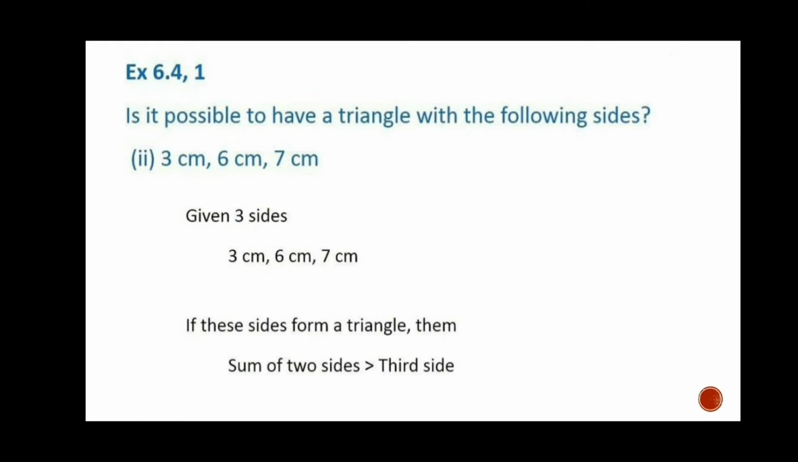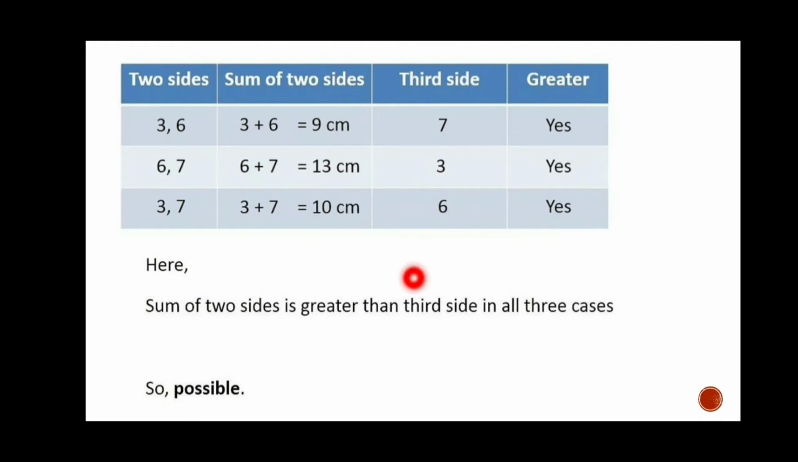Now the next question: is it possible to have a triangle with the following sides? Now the sides are changed. It is 3 centimeter, 6 centimeter and 7 centimeter. So again the same method we will apply. We will take the sides one by one in a pair. So first we have taken 3 and 6. 3 plus 6 is 9. So the sum 9 is greater than the third side 7. So yes. Then 6 and 7.